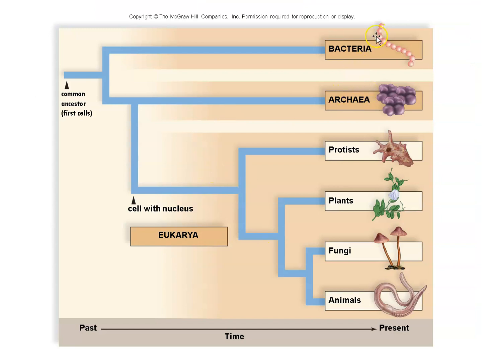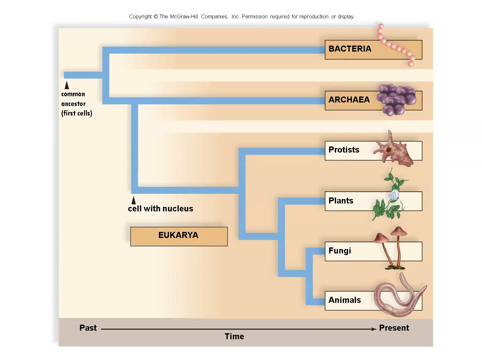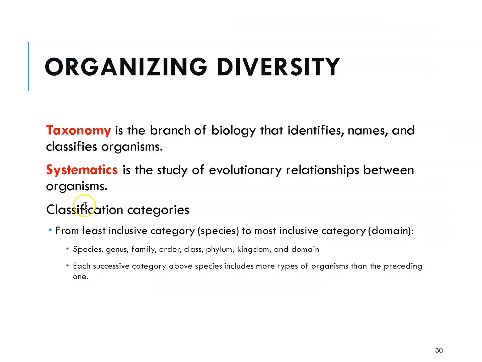So again, this is just an example of a phylogenetic tree. Cell with a nucleus, you can see, Eukarya, Archaea, Bacteria, three domains of life. Taxonomy is the branch of biology that identifies, names, and classifies organisms. Every year in science, there are new organisms that are named, organisms that we've never found before. Like how in the world, but it happens. I've heard a statement that we know more about the surface of Mars than we do the oceans. And so this is that science, taxonomy, and systematics.